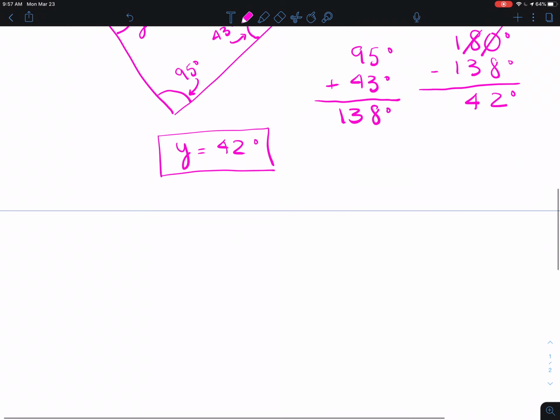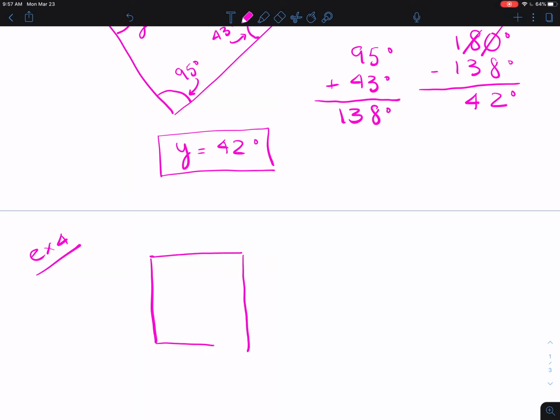What if you had a quadrilateral? Is this example 4? Yes, it is. If you had a quadrilateral, let's pretend that it's a square. Now, a square is made up of all right angles. Okay? All right angles. The sum of all angles of a quadrilateral, like a square, is equal to 360 degrees.